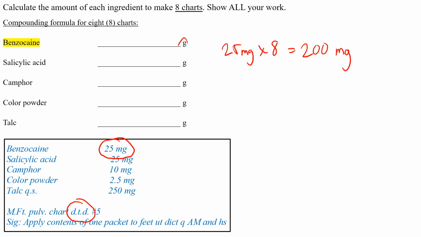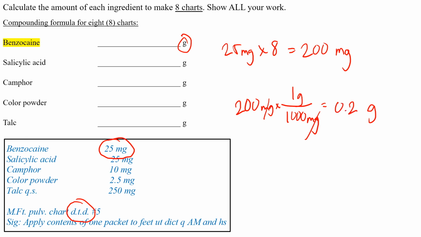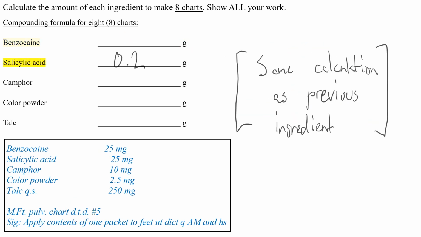Now the quantities here are asking for it in grams, so we'll take 200 milligrams, divide that by 1,000 milligrams, of course, per 1 gram. The units should cancel out, and we should be left with grams as our unit and 0.2 as our number. And we can just add that up here. Similarly, we can repeat the process for salicylic acid, camphor, and color powder. Now, since these calculations are very similar, I'll skip the commentary on those until we get to talc.